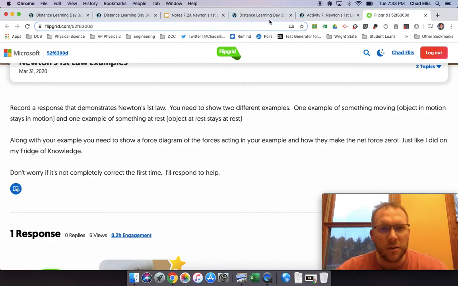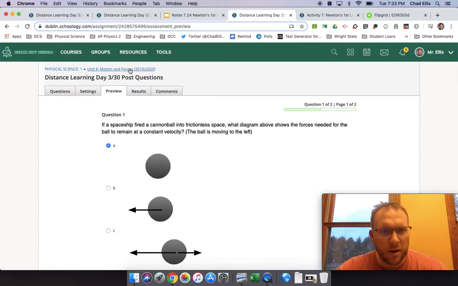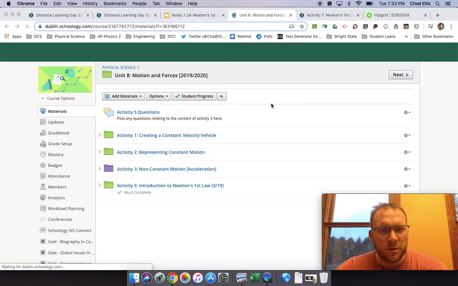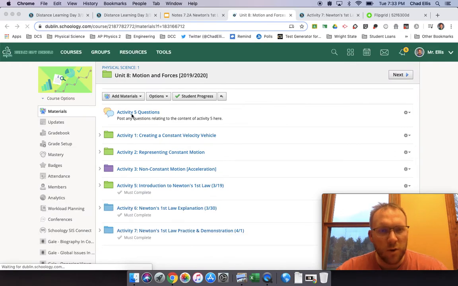If we have questions, post any questions here for activity 7. I'll change this in terms of unit 8, but post any questions here. That way other people can respond, I can respond, and everyone can see those questions right there.